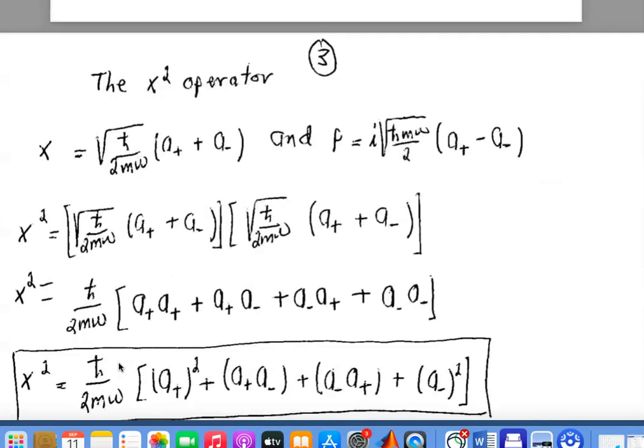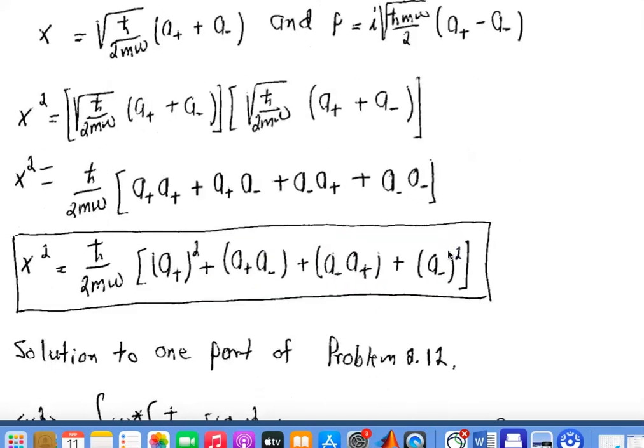I start with the definition of the x operator written in terms of the raising and lowering operators. I write p just for completeness, but I'm not going to use it here. So x squared as an operator is the product of the x operator with itself. It is important to keep the order of all operators. Do not interchange the order. So I'm going to use the FOIL rule here.